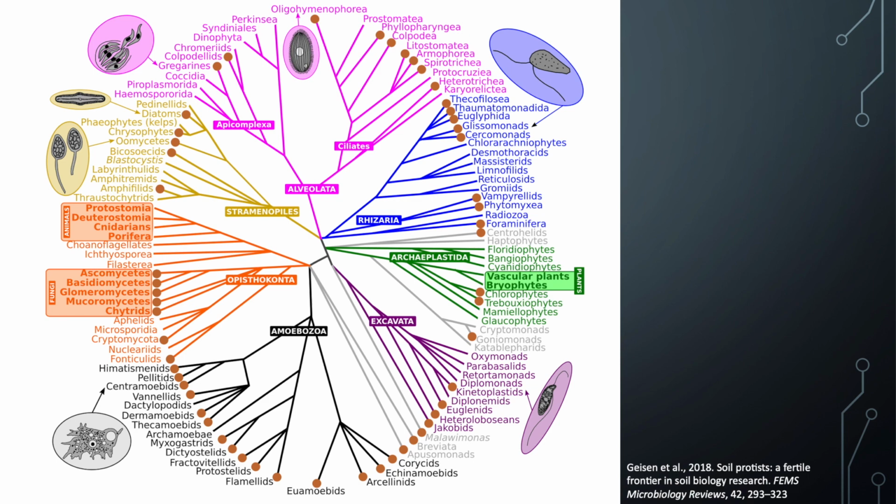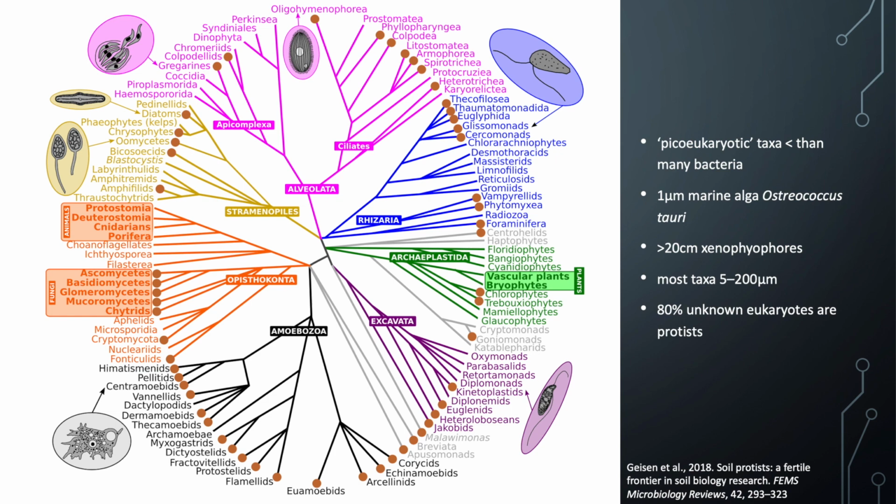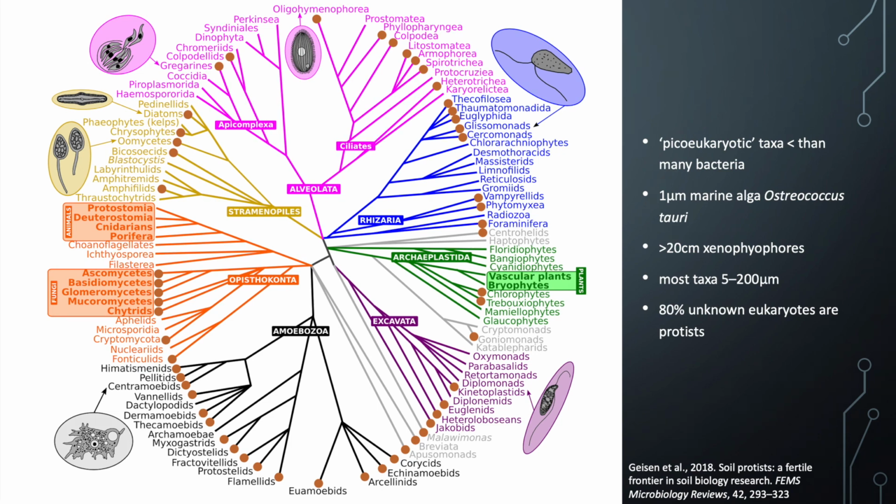And the sizes of these organisms vary because there are pico-eukaryotic taxa that are smaller than many bacteria. There is a 1 micrometer marine alga called Ostreococcus tauri, but there are also large single-celled protists greater than 20 centimeters that live in the ocean called xenophyophores. But most taxa are between 5 and 200 micrometers. And just a reminder that a micrometer is 1/1,000,000th of a meter.